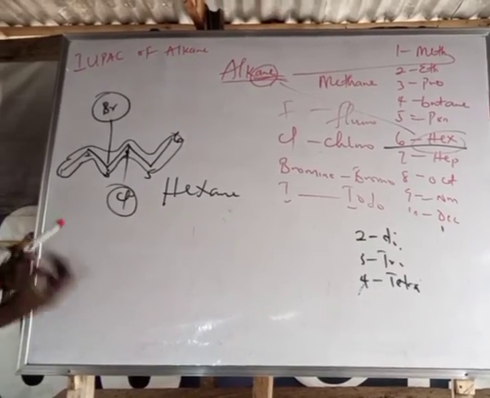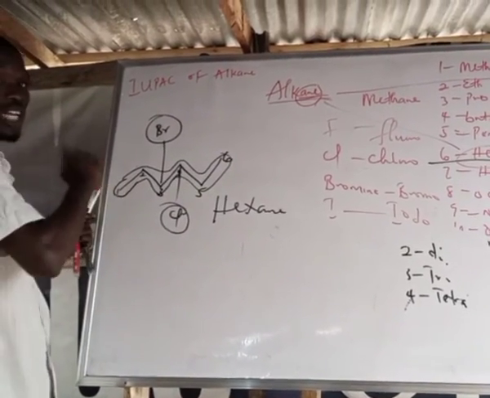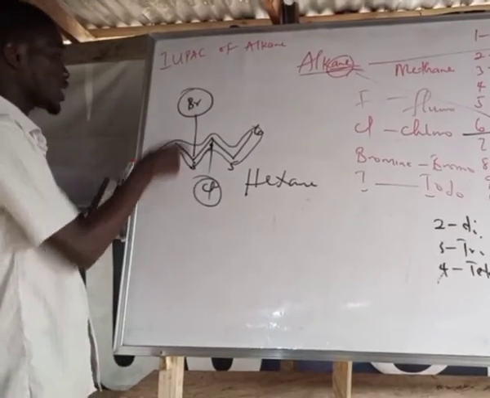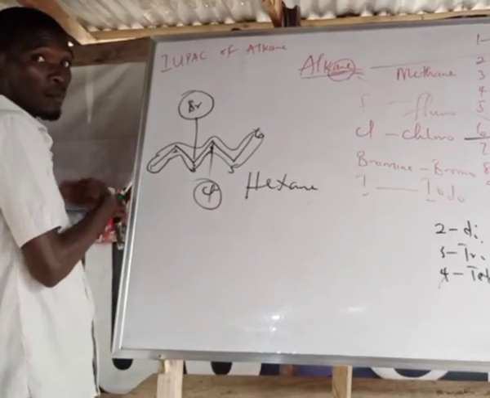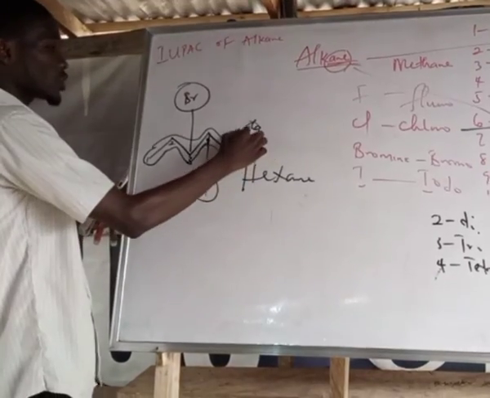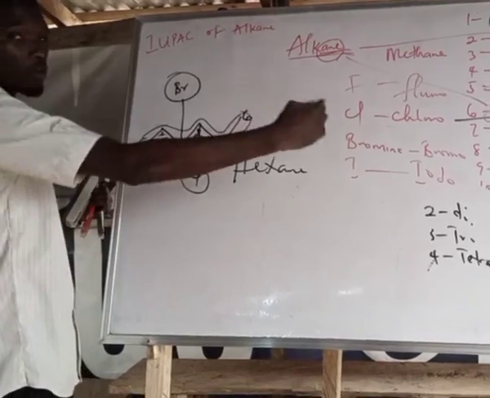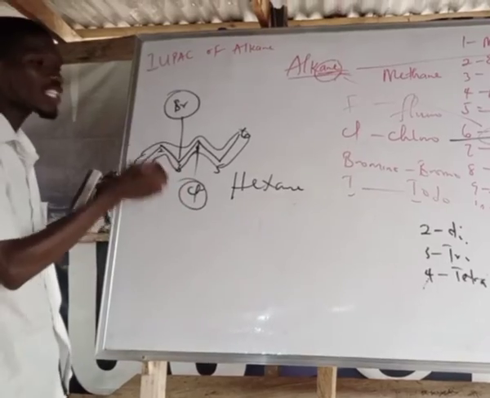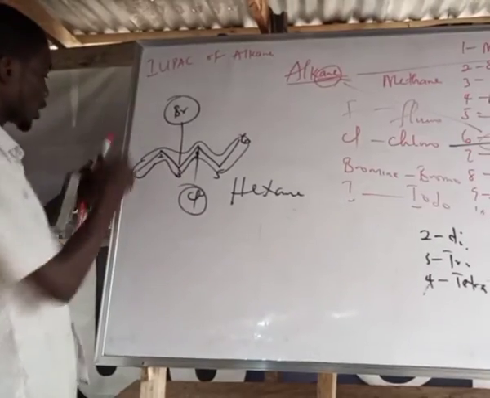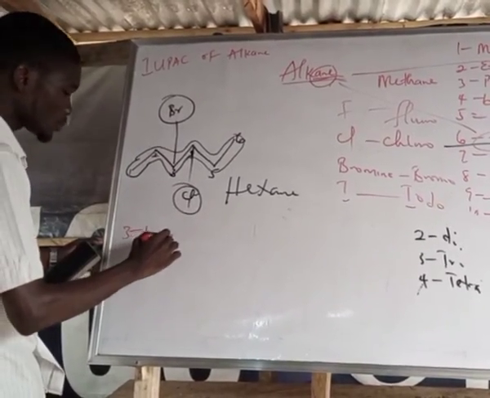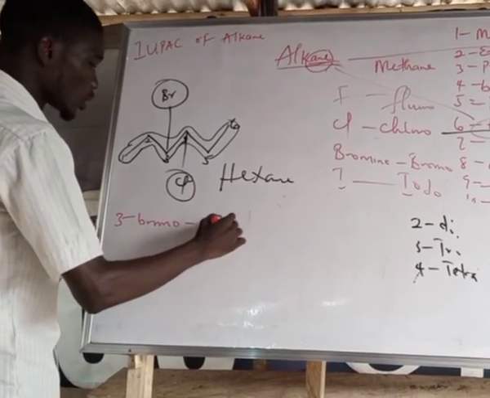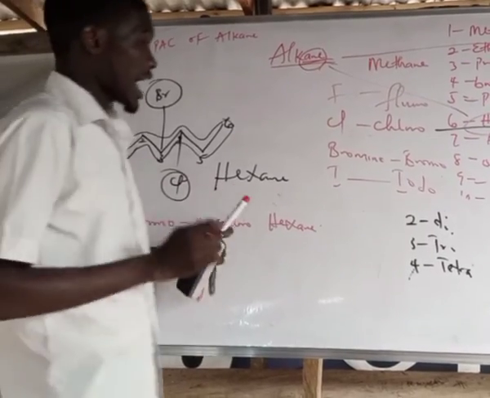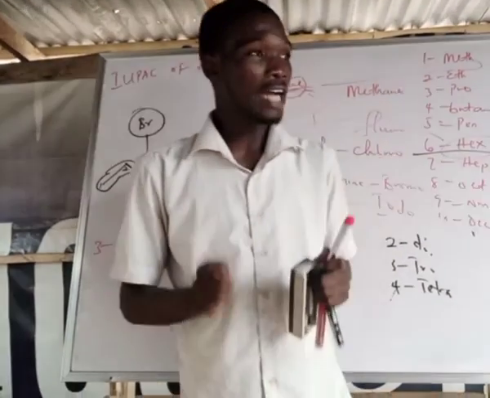Don't forget you have to consider numbering from left to right or from right to left. I have 3 attached to this bromine when naming from the left, and if I consider 1, 2, 3, 4 from the right, don't forget we have to name any organic compound with the lowest number attached to the substituent. So here I have 3. I say 3-bromo, 4-chloro, hexane.